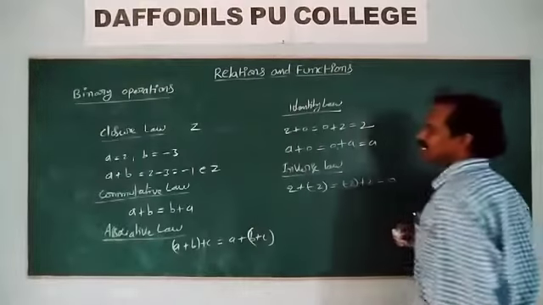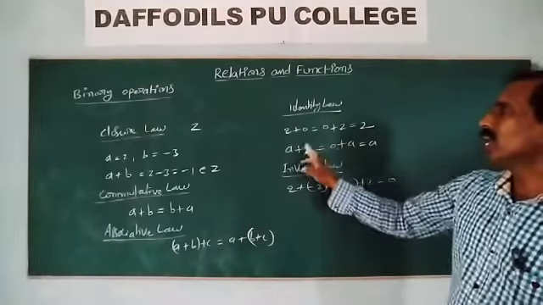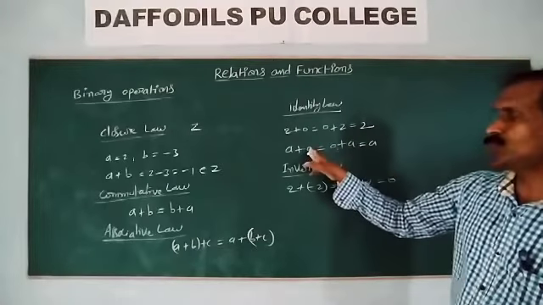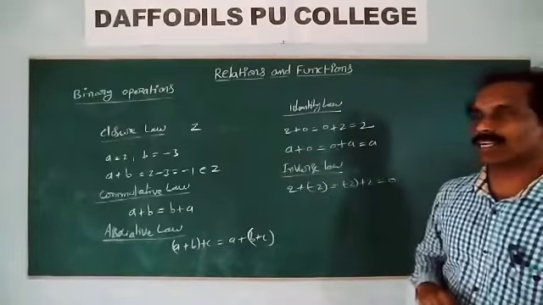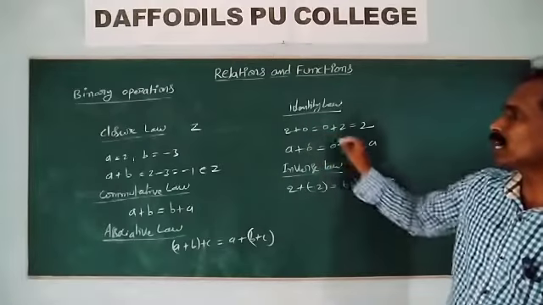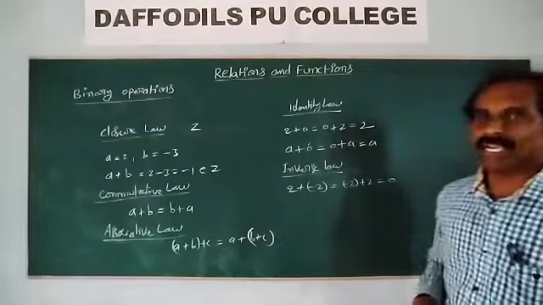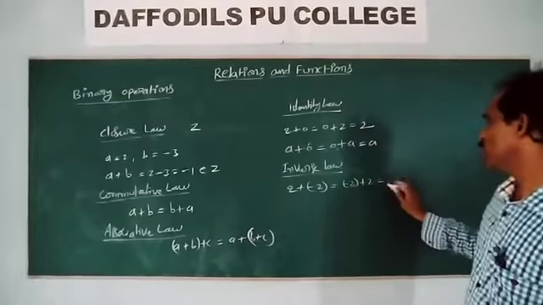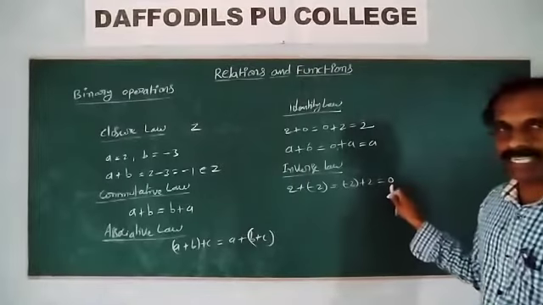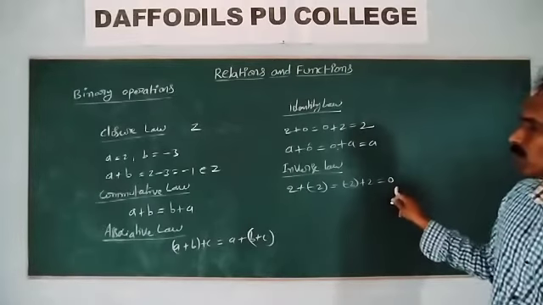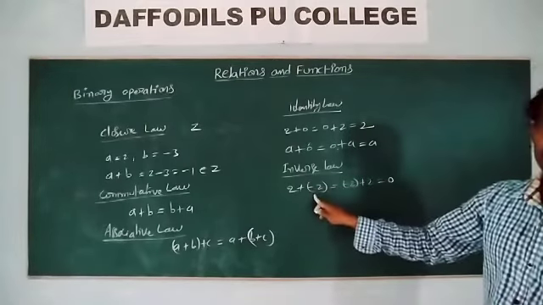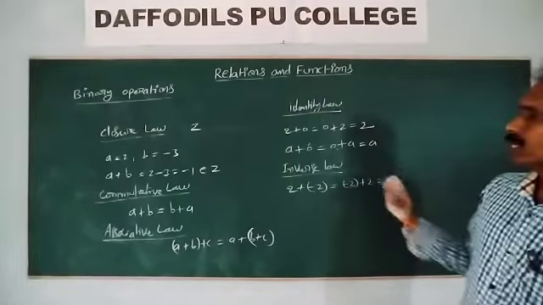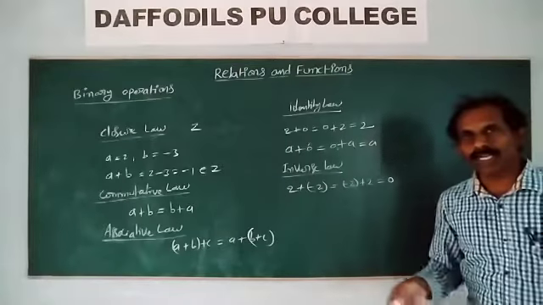Identity law. What is identity law? For that number, add any number and we get the same given number. When is it possible? When we add 0 to that number. Therefore 0 is the identity element of addition. Inverse law. What is inverse law? We want our resultant answer to be the identity element. Here the identity element is 0. For 2, we add minus 2, then only it is possible. 2 minus 2 is 0. So the inverse element of 2 is the additive inverse.